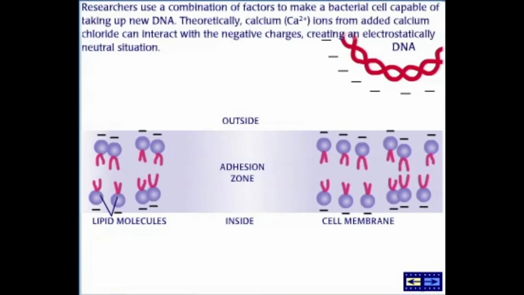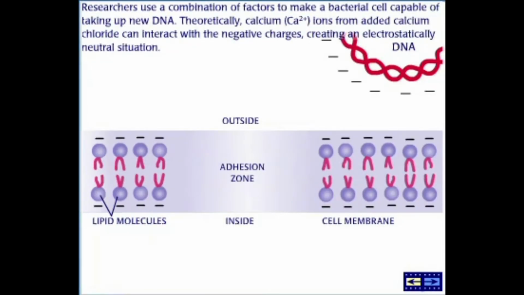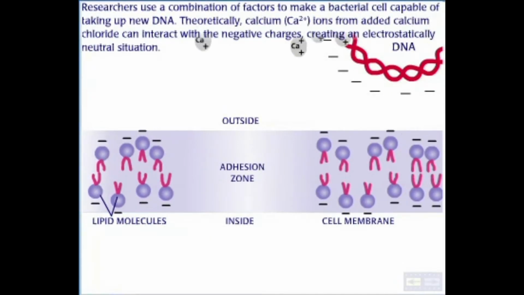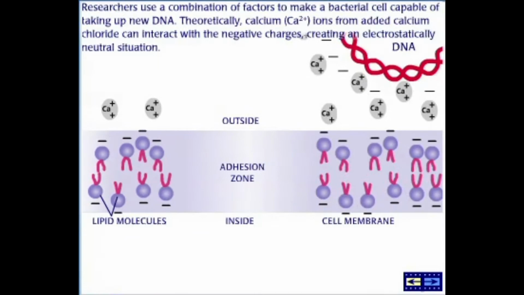What we do is add calcium chloride, because calcium chloride will ionize and the calcium will interact with the negative charges, creating an electrostatically neutral situation. Now that we've done that, we can move to our heat shock, right?